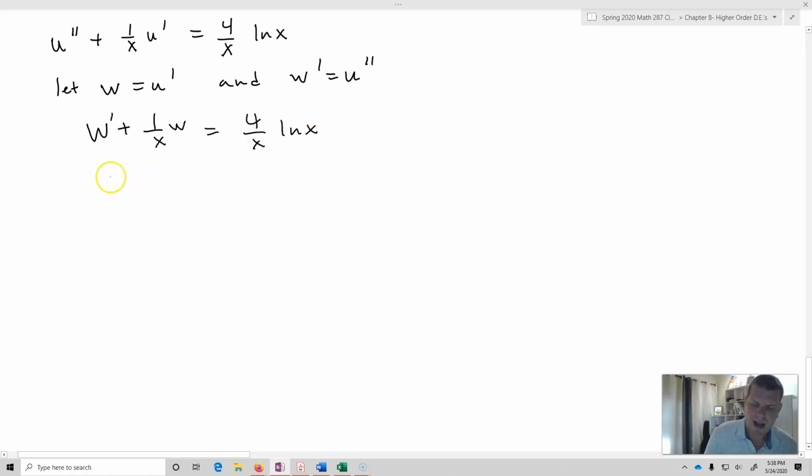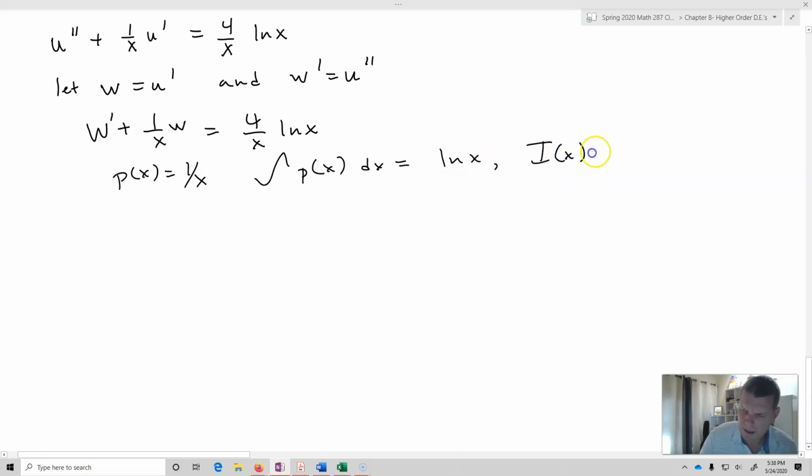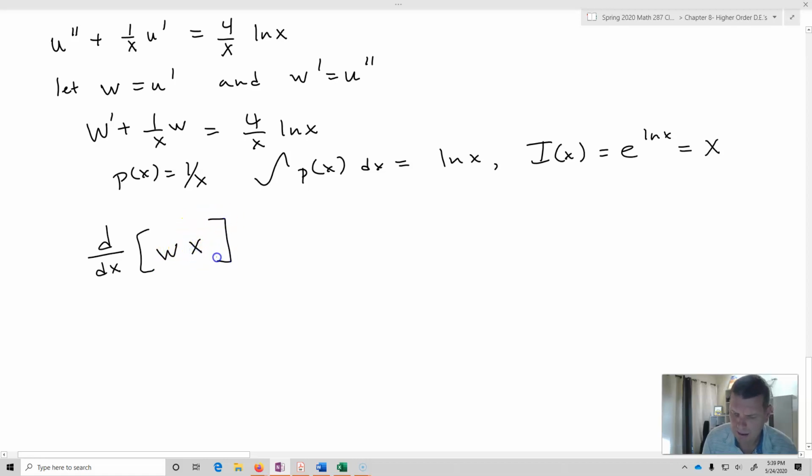Okay, and now we find our integrating factor. I have p of x. P of x is equal to 1 over x. The integral of p of x dx is thus going to equal ln of x. So our integrating factor, I of x, is going to equal e to the ln of x, which simply equals x. Multiplying both sides by x, what we end up with on this side is d dx of wx equals 4 ln of x.